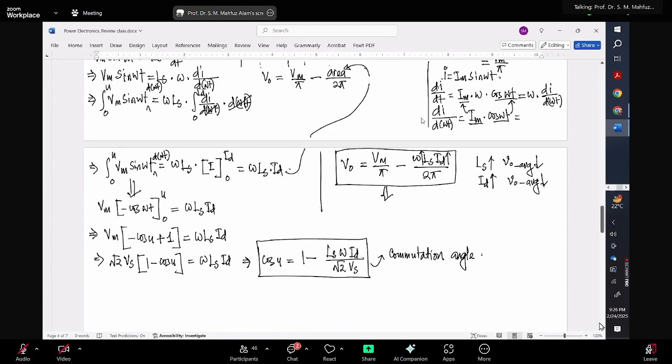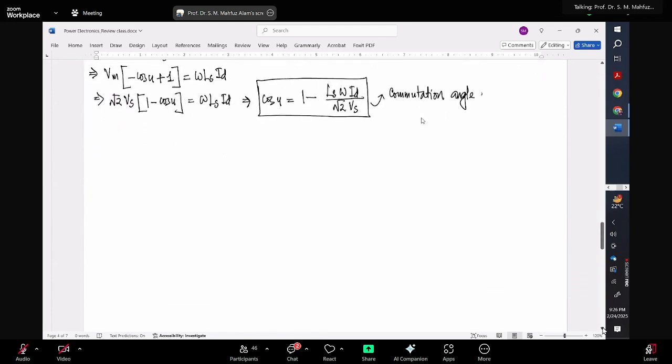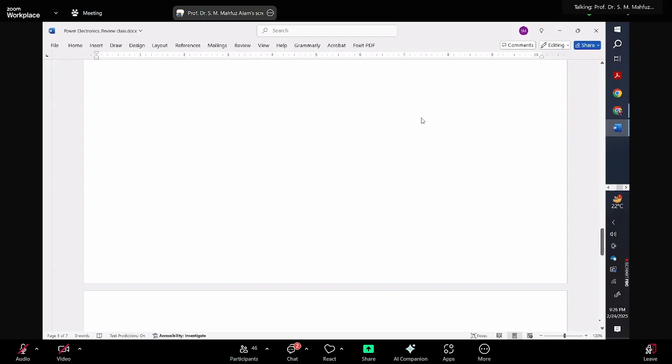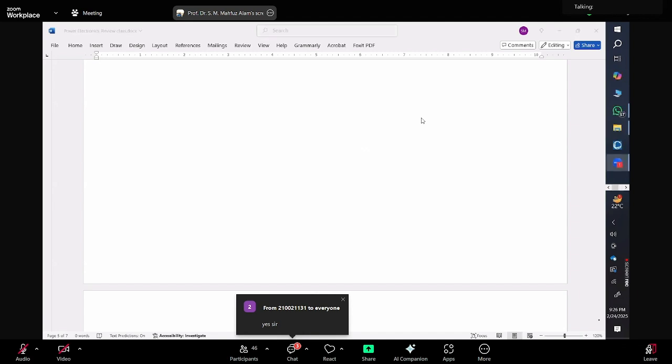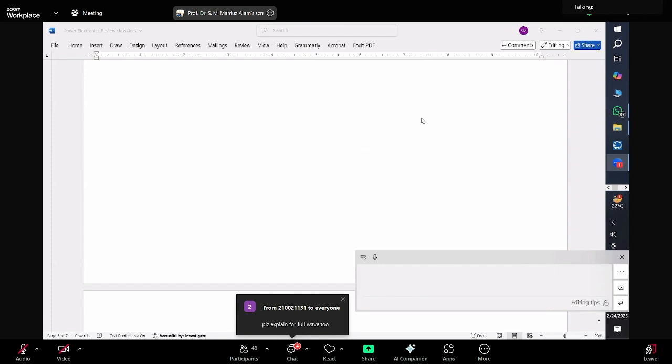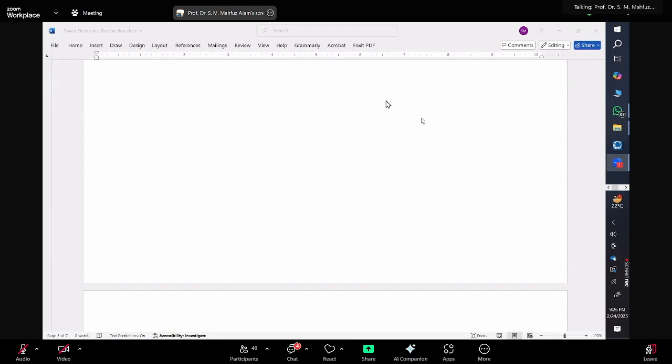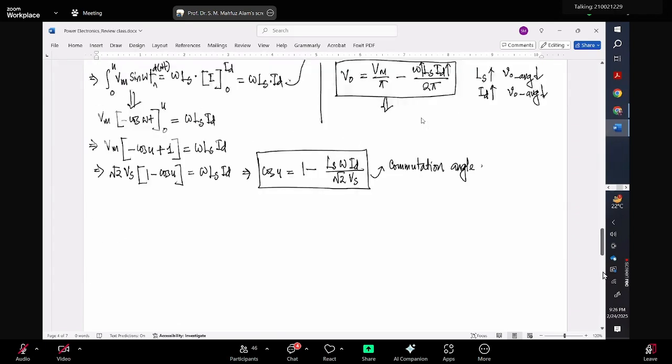Now tell me, do I need to go through the full wave rectifier circuit considering the inductance effect? If you don't talk, then I will close the class for today. It would be better if you respond.